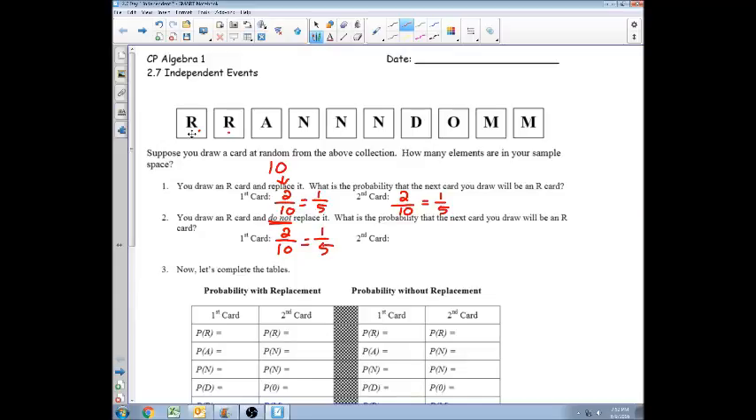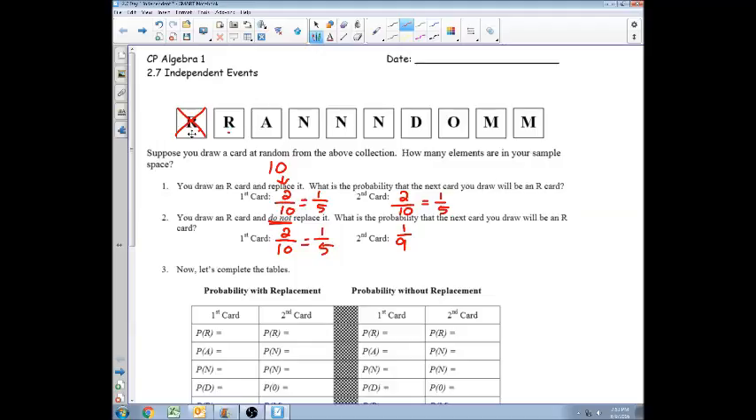For the second card, as soon as I drew the R card, I looked at it, I wrote down the fact that I'd drawn an R card, I'm going to chuck it out the window or throw it away or just move it to the side, however you want to think about that. So this R card is now gone. How many R cards do I have left? Well, I have 1. How many total cards do I have left? Well, I had 10 to start with. I got rid of 1, so I'm going to have 9 total cards. So the probability that my first card would be an R card is still 1 over 5, but my probability that my second card would be an R card after I do not replace it is 1 over 9.